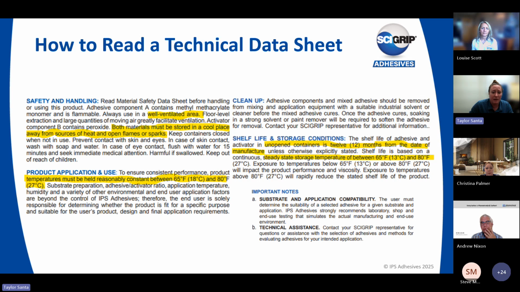We also get information about shelf life here. The product has a shelf life of 12 months from the date of manufacture if stored correctly in an unopened container.